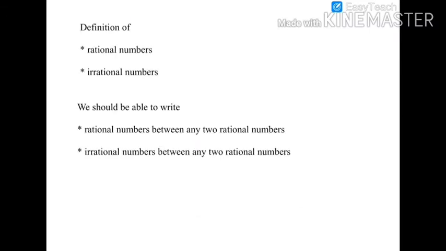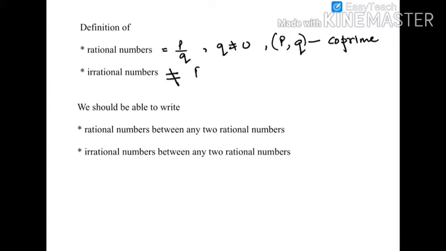We also defined rational numbers: a number which can be written in the form P upon Q, where Q is not equal to 0 and P and Q are co-prime. That means they do not have a common factor. In other words, P on Q is in the lowest form. And what are irrational numbers? Numbers which cannot be written in the form P upon Q.